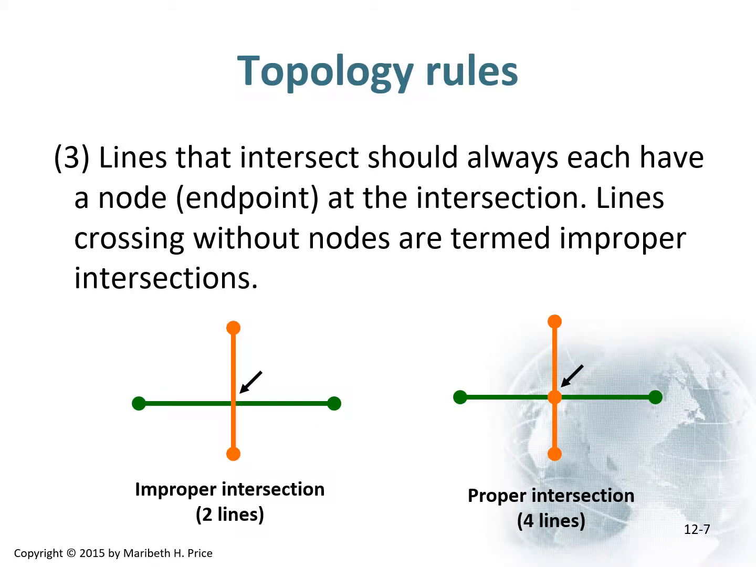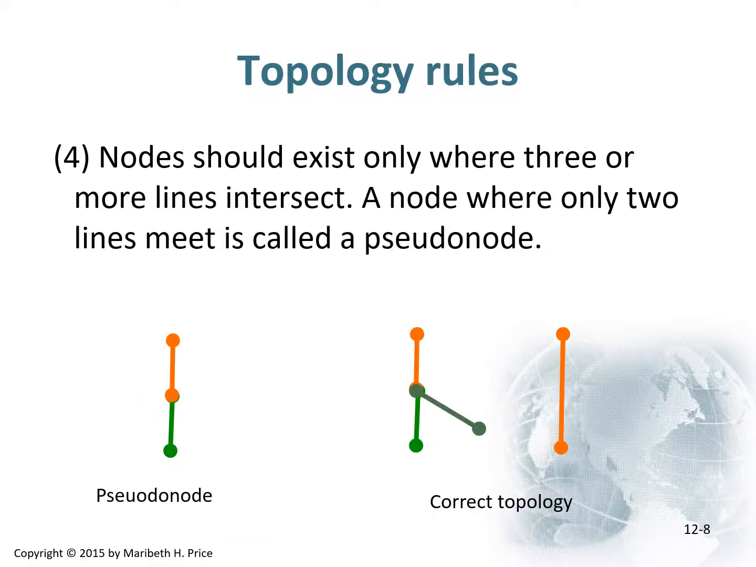The other thing that happens is that there should always be a node when things cross, if they actually cross. And so if you have an intersection, four-way, then you should have a node there. If it's not, then it shouldn't be one. Nodes should exist only where three or more lines intersect. A node where only two lines meet is called a pseudonode. In other words, if you have a point in a line, it's a pseudonode.